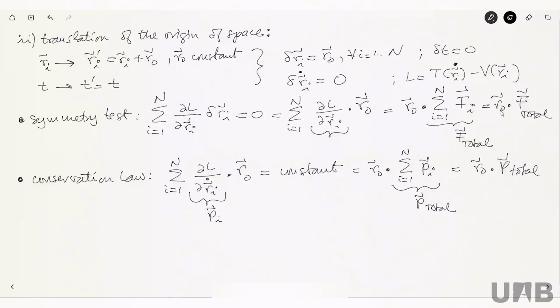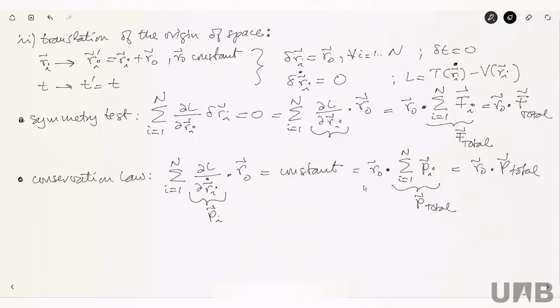So the net result is that if the total force in a certain direction R0 vanishes, then the total linear momentum in the same direction R0 has to be constant.